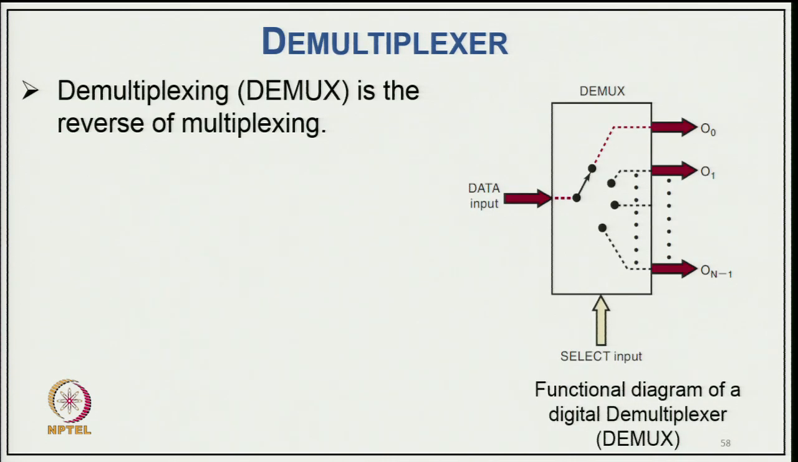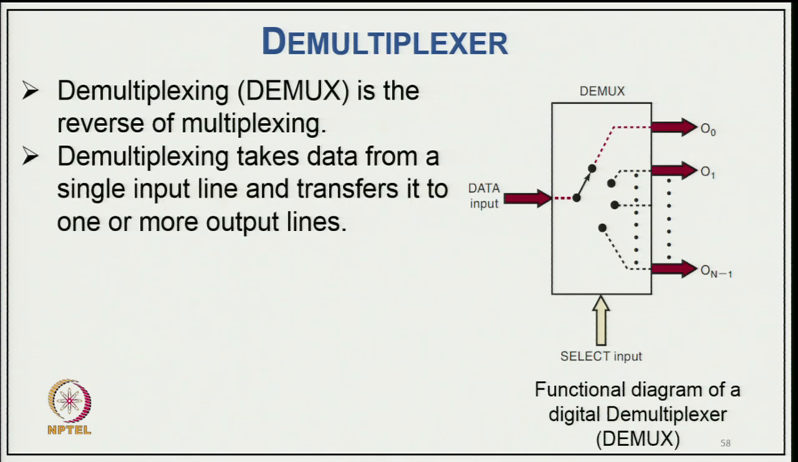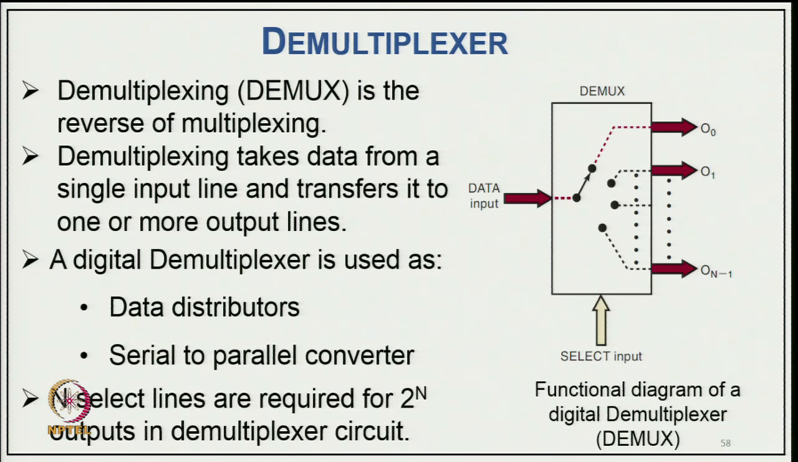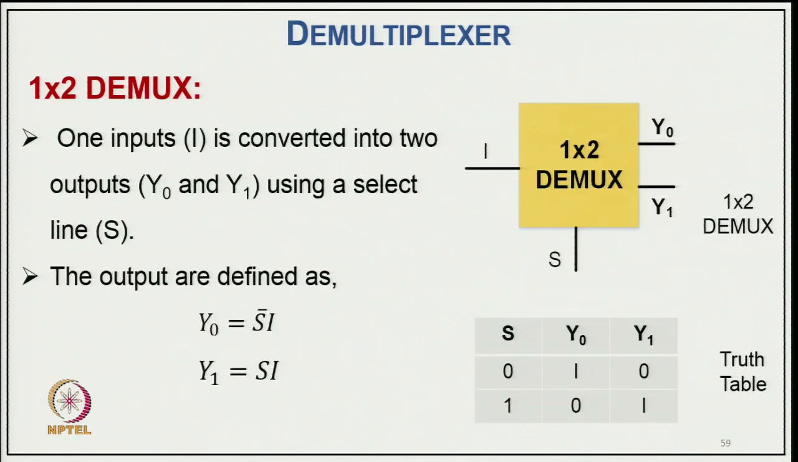Now another example is the demultiplexer, which is the reverse of multiplexing. Here you have 1 input and you are distributing it to n outputs depending upon the selector input. Demultiplexing takes data from a single input line and transfers it to one or more output lines. A demultiplexer is used as a data distributor and serial to parallel converter, and n select lines are required for 2^n outputs in a demultiplexer circuit.